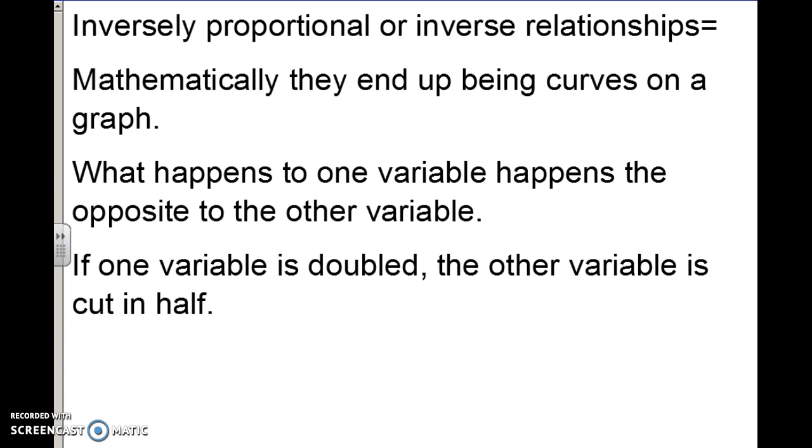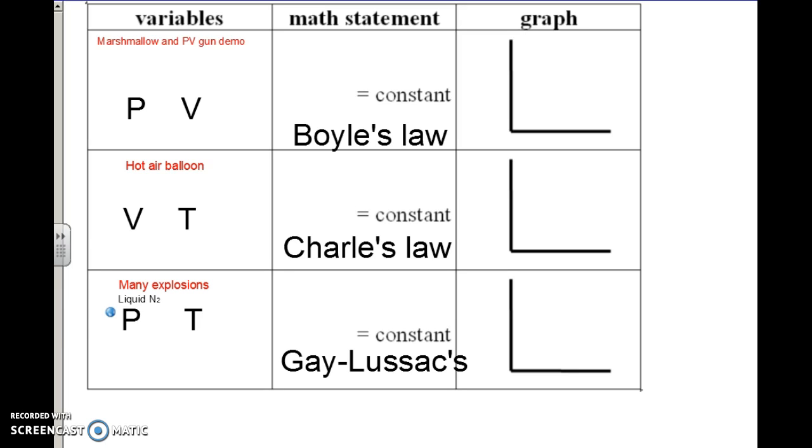Inversely proportional relationships or inverse relationships mathematically end up being curves on a graph. Whatever one variable does, the opposite happens to the other variable. So if one variable is doubled, the other variable is cut in half. If one variable is tripled, the other variable is divided by 3. So we're going to start off with looking at these relationships.